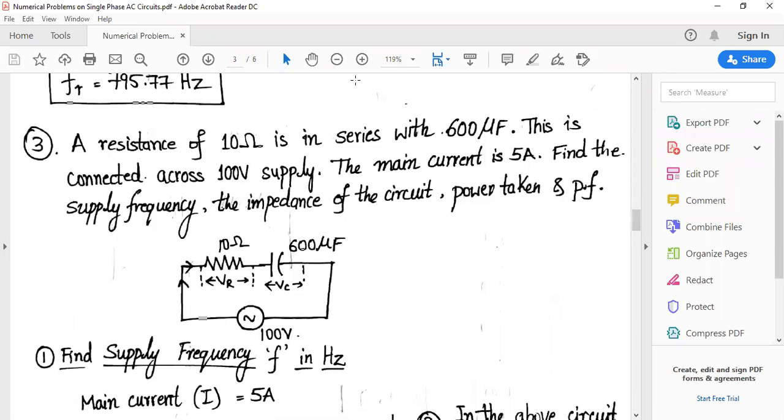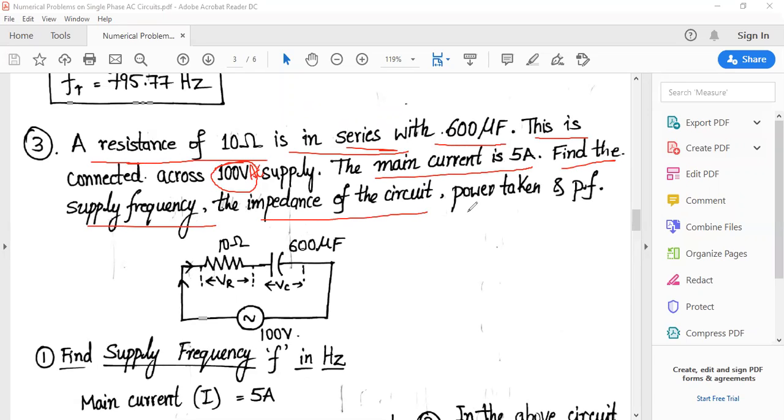It's a series problem, it's been mentioned here as series. A resistance of 10 ohm is in series with 600 microfarad. This is connected across a 100-volt supply, so generally it's an AC supply. The main current is 5 amperes. Find the supply frequency, the impedance of the circuit, power taken, and the power factor.